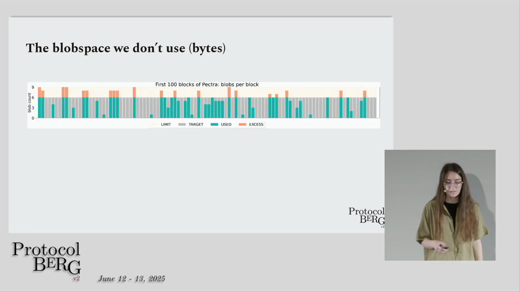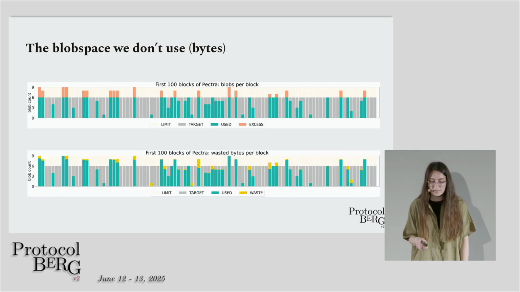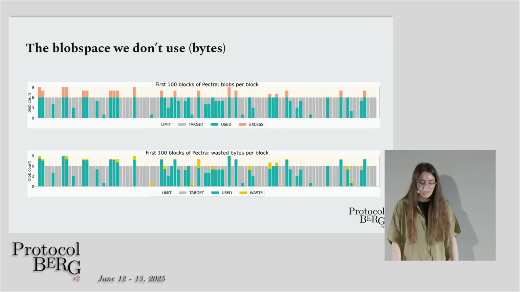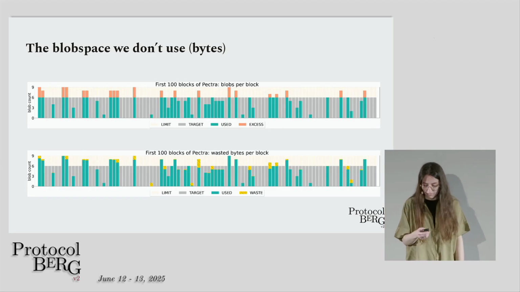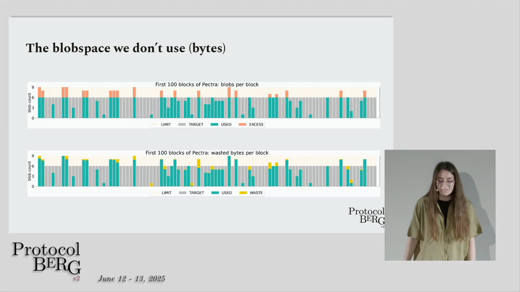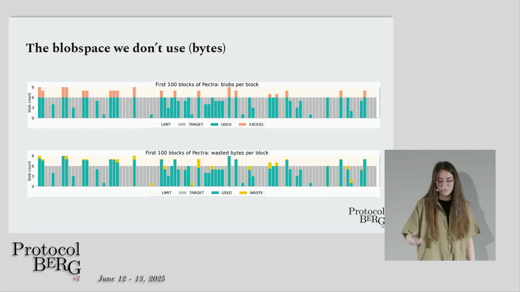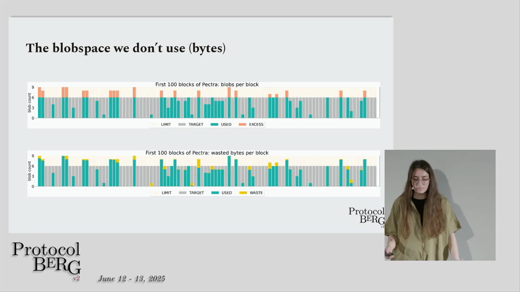Okay, so also let's look at how this waste is distributed. So we had this figure with the first 100 blocks of Pectra, and this is where waste is situated. You can see there right in the middle. I don't know how to point. I think like that. Anyways, so we could just avoid even overshooting the target because those bytes are 0 bytes.